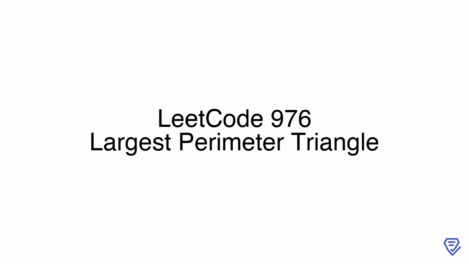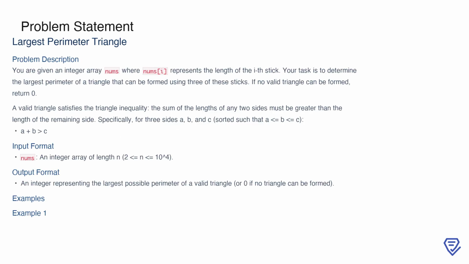Welcome! In this session, we'll tackle an interesting problem from LeetCode, problem number 976, largest perimeter triangle. The goal is to determine the largest perimeter of a triangle that can be formed using an array of stick lengths. Let's explore the problem and break it down step by step. Let's start by understanding the problem.